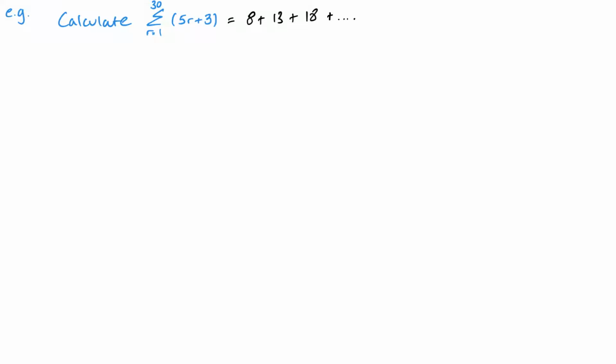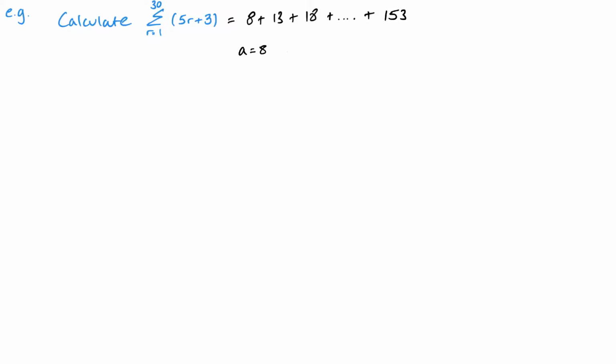And what I want to do is find that last term. 5 times 30 is 150, plus 3, 153. So now we can see that a is 8.